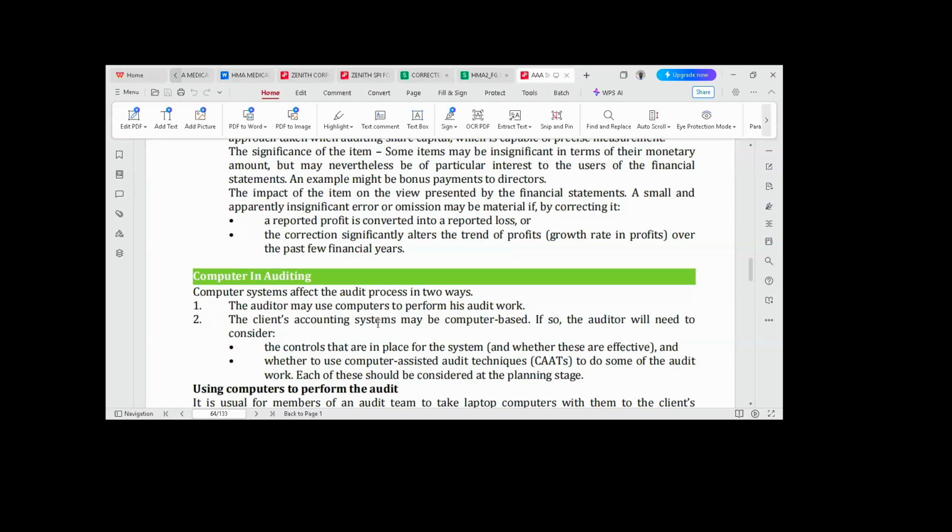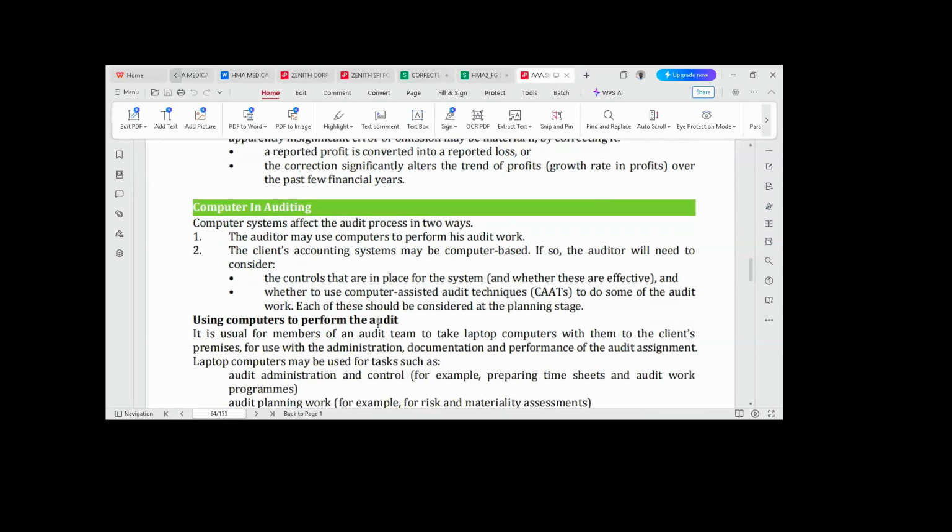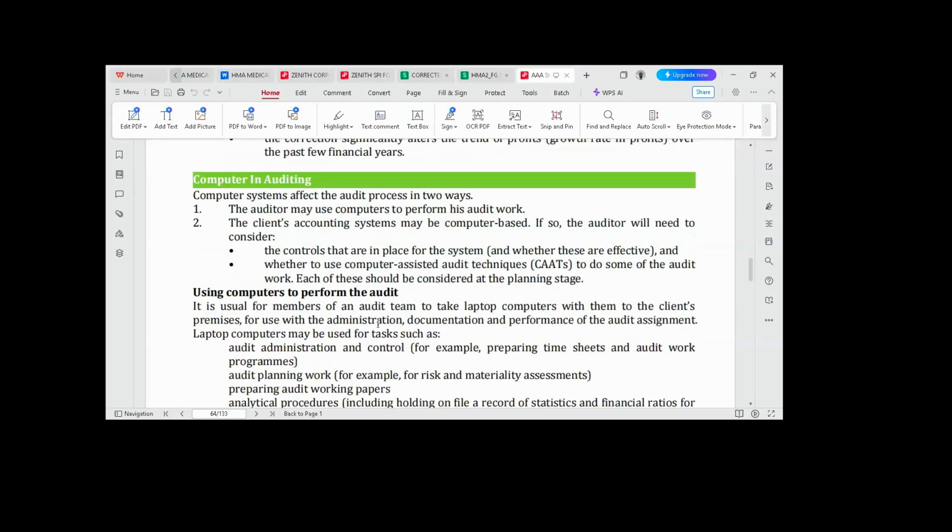Now, again, if you are using computer, audit has advanced such that audit firms now have audit software that can assist them in audit administration and control. It prepares the timesheet. It helps them to develop or plan their audit plan.